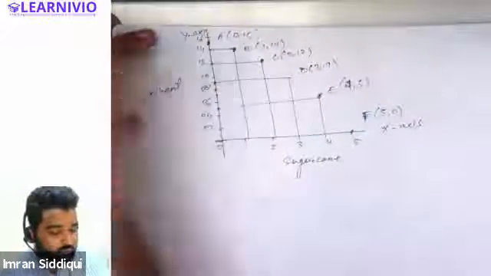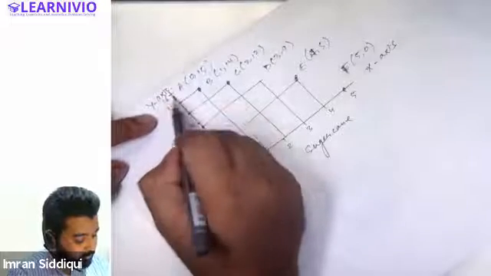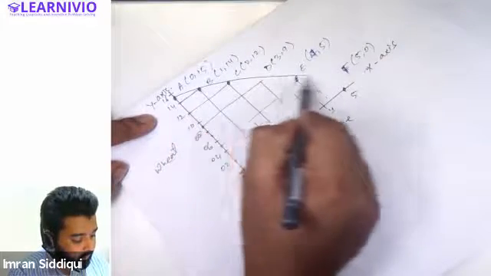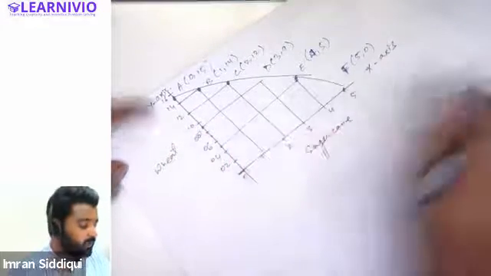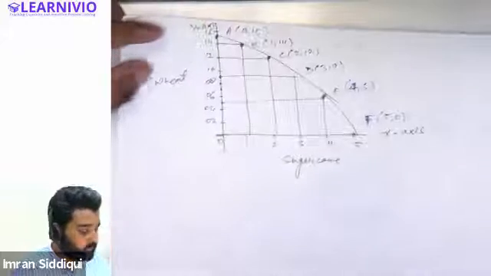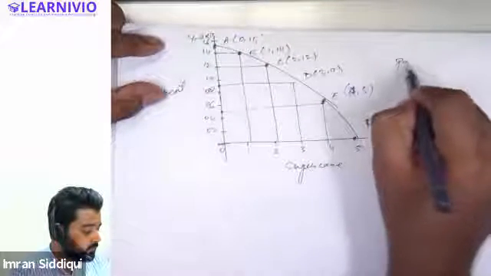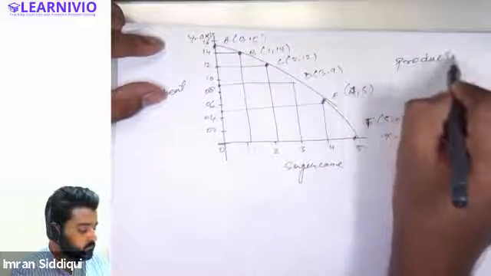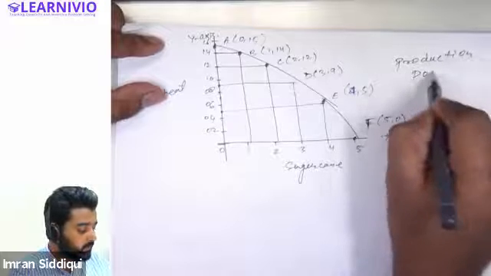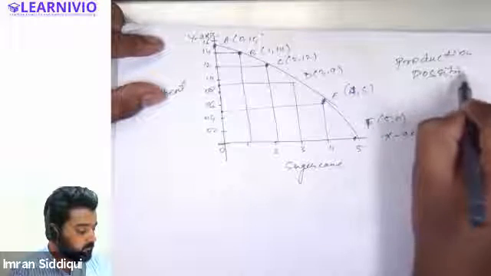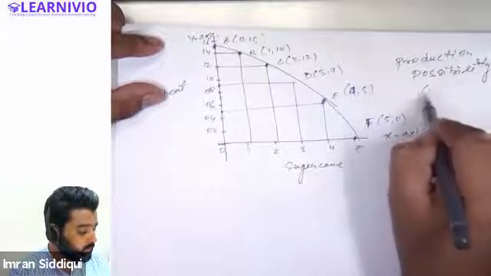So we will connect all these combinations through a line. If we connect all these combinations through a line, it will make a line something like this. This line is basically called the production possibility curve.